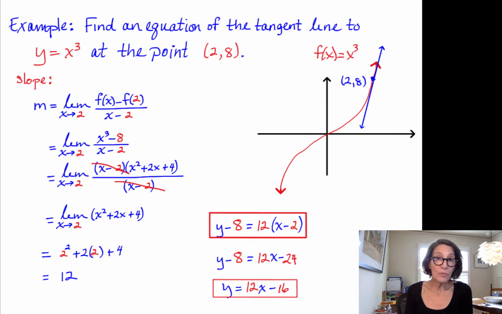So that slope looks pretty steep. Looks like it could have slope 12, and our equation is y equals 12x minus 16. So there's another alternate form of the definition of the slope of the tangent line.